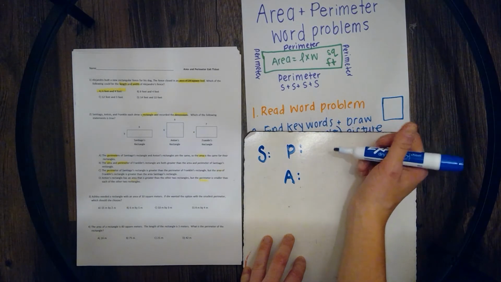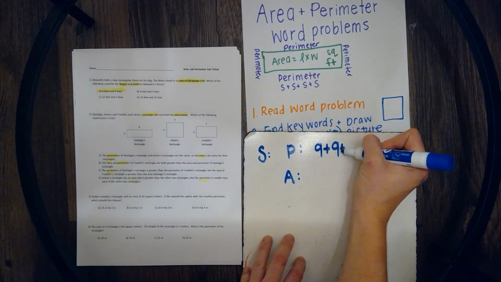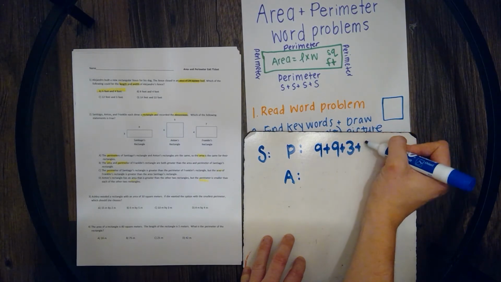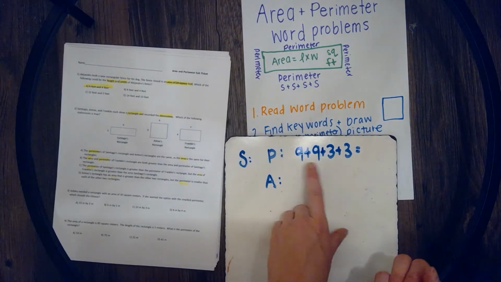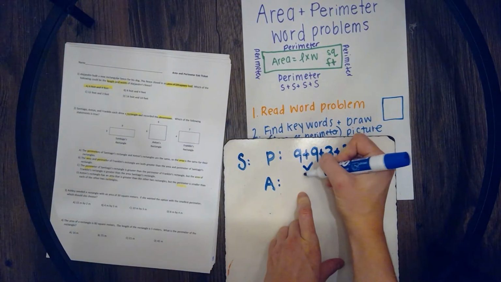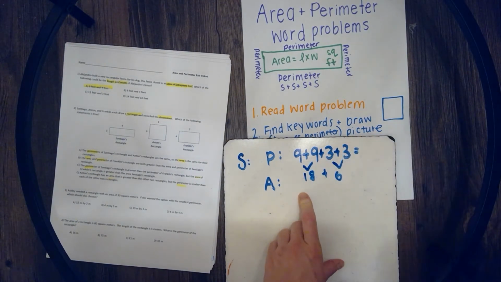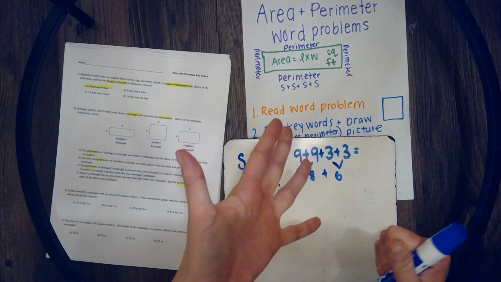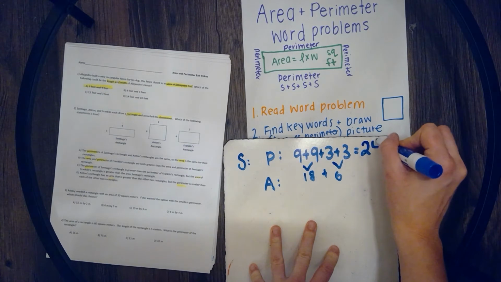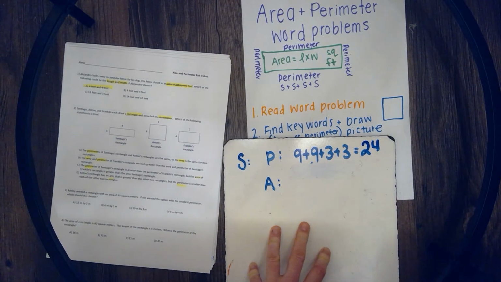So Santiago's perimeter would be 9 plus 9 plus 3 plus 3. How can I do this math? I can do 9 plus 9, which is 18. 3 plus 3, which is 6. And then 18 plus 6. 18, 19, 20, 21, 22, 23, 24. 24 is that one. I'm going to delete my work because I don't need it anymore.